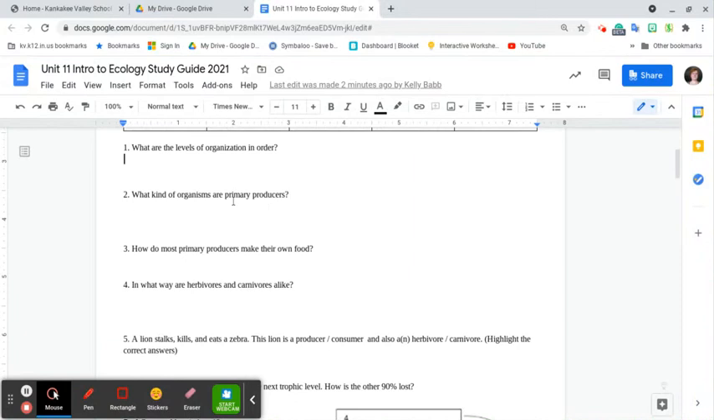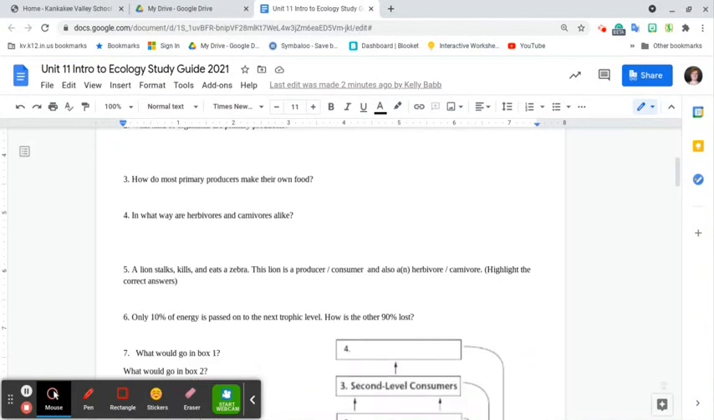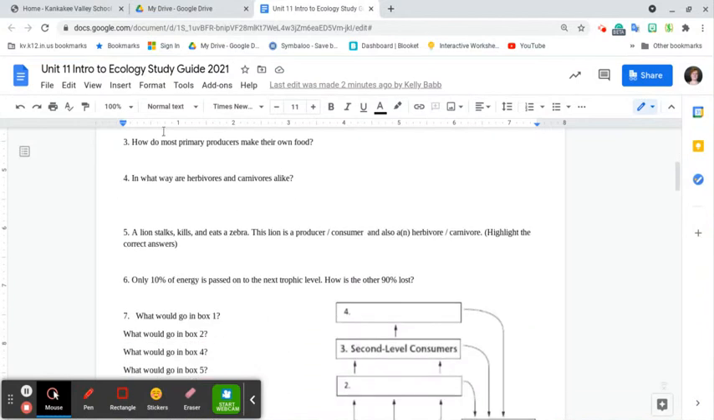What kinds of organisms are primary producers? They are autotrophs, meaning plants, or chemotrophs, things that can capture energy from either the sun or from chemical production. Most primary producers are doing photosynthesis. How are herbivores and carnivores alike? Both of them must eat to survive, so they are both heterotrophs.